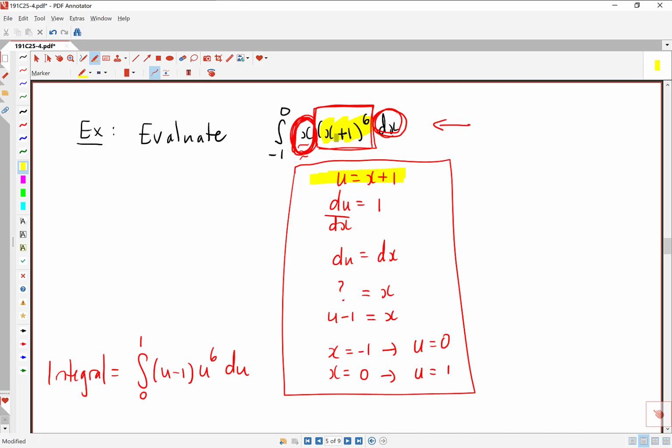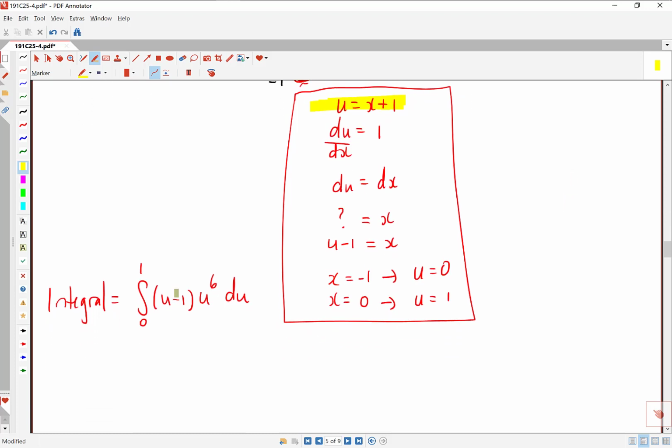So our substitution has just made kind of a subtle shift in the integral. Think about now what it would be like to expand this out. That wouldn't be bad. Our integrand would become u to the 7 minus u to the 6. We can integrate that, no problem. So our substitution has actually caused the integral to become something much easier to work with.